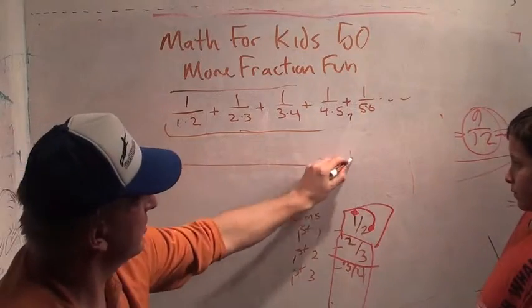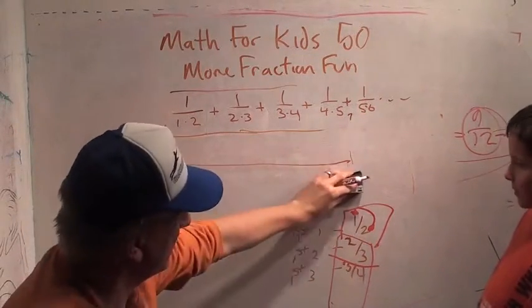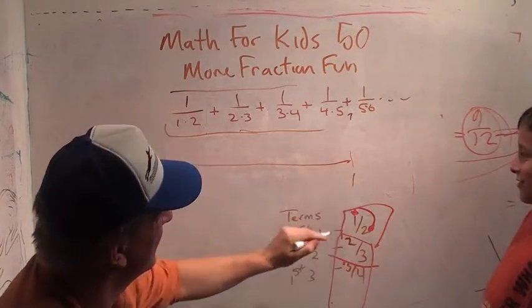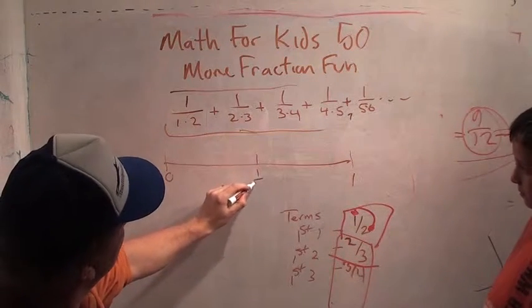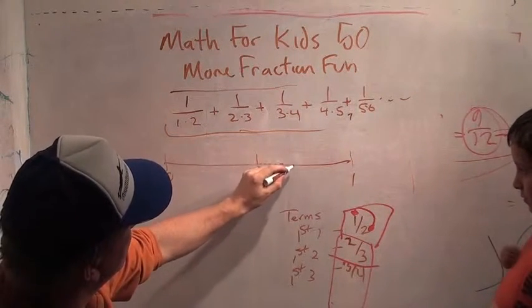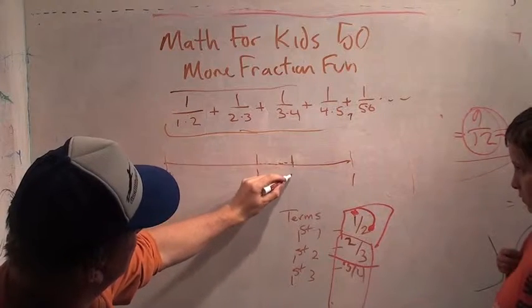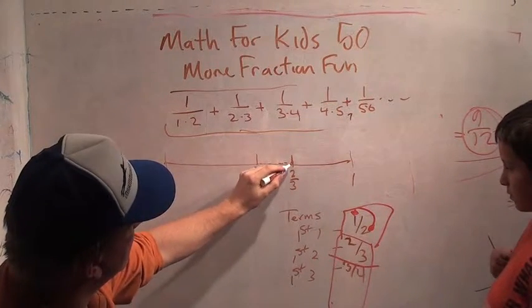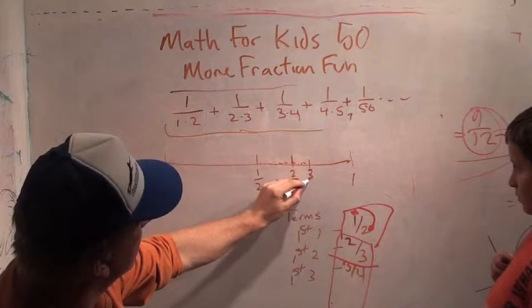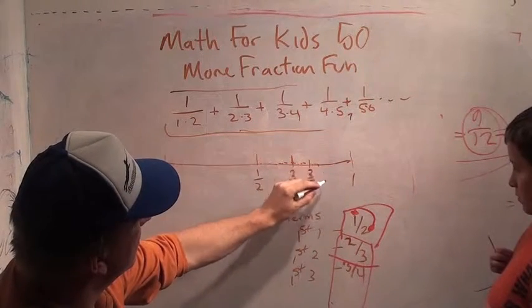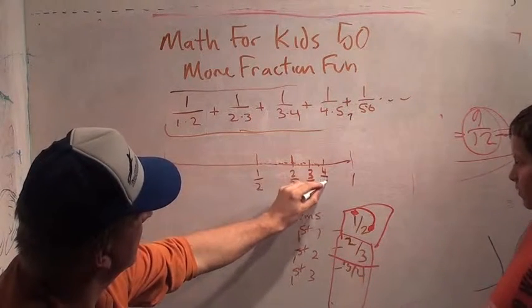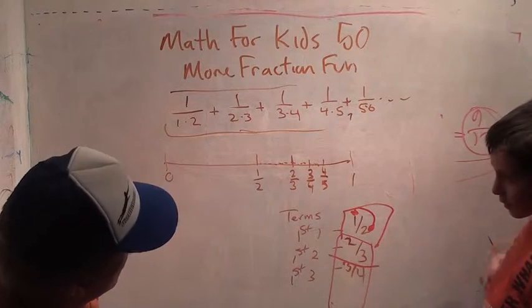here's 0, here's 1. Here's 1/2. Then we go a little bit further over and we get to 2/3, maybe here. We go a little bit further over, we get to 3/4. A little further, the next one was 4/5. And then we're going to get 5/6. We seem like we keep getting closer to 1.